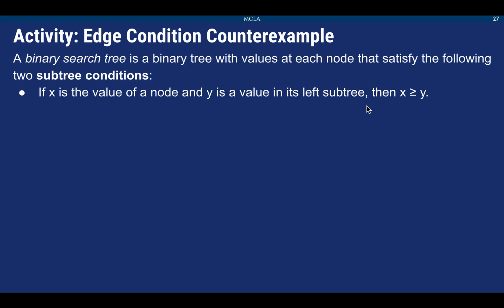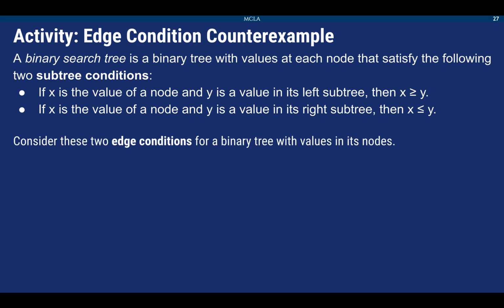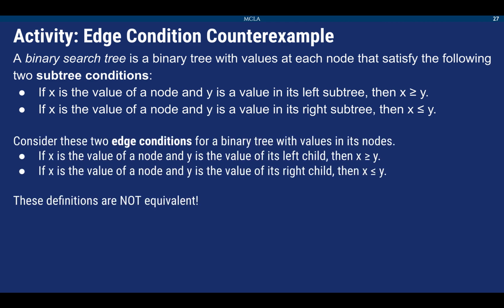To make sure that you understand this definition of a binary search tree properly, I'd like you to think about the following question. Recall that we defined a binary search tree to be one that fits these two conditions. If x is the value of a node and y is the value in one of its left subtrees, then x has to be greater than or equal to y. And if y is in the right subtree of x, then x is less than or equal to y. Okay, so that's the definition. The question is: is the definition below equivalent?